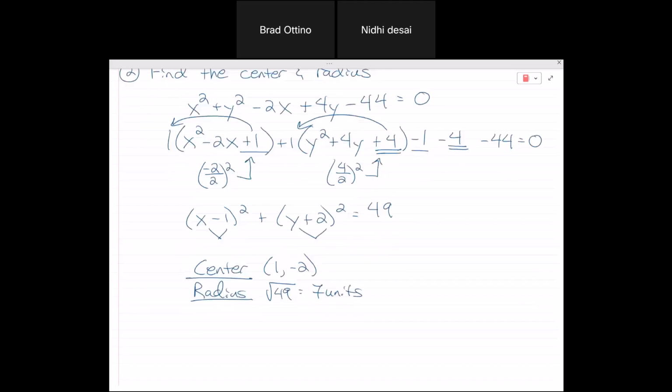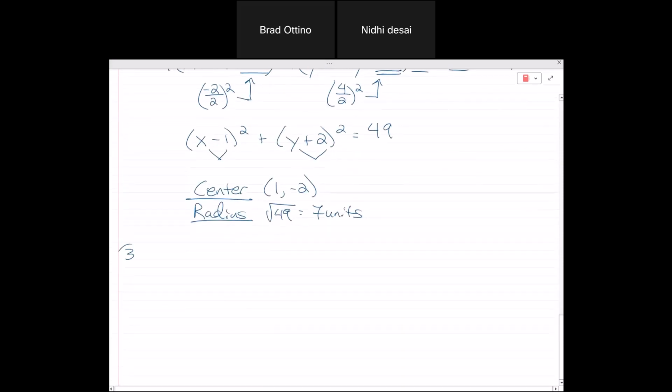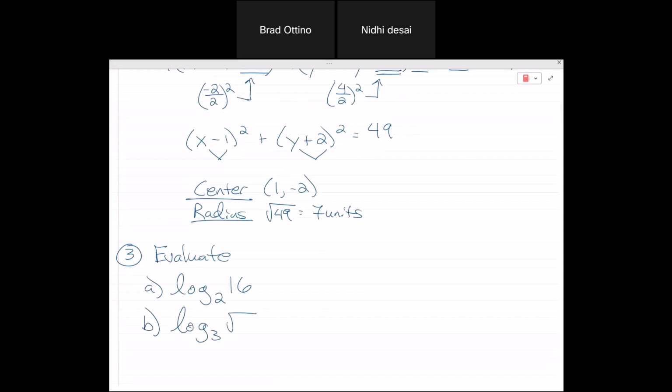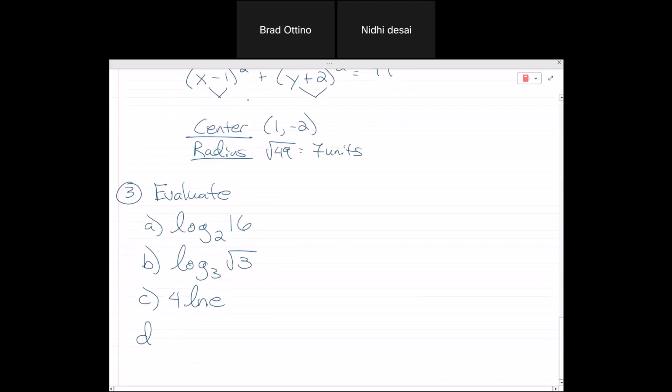So that's that. Third problem is going to be just some log problems. So it'll ask you to evaluate. Let's say we had a problem where it's the log base 2 of 16, the log base 3 of the square root of 3, 4 times the natural log of e, and then the log of 1. So these problems you should be able to do without a calculator.